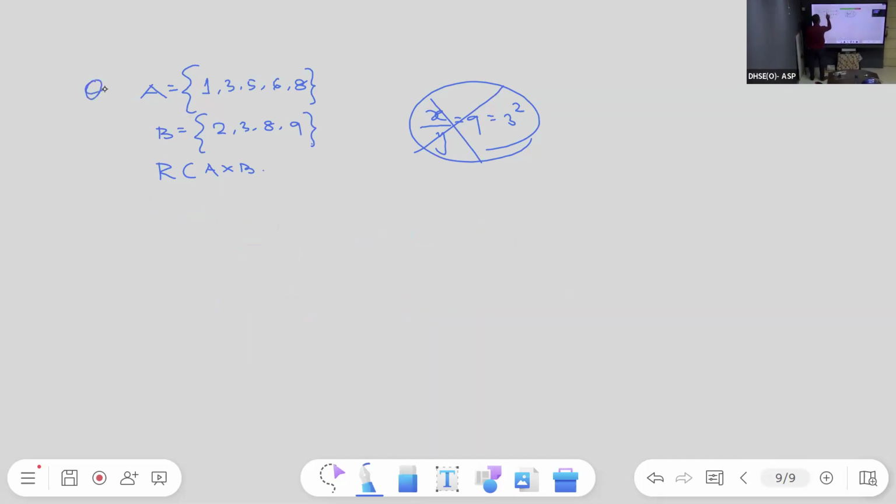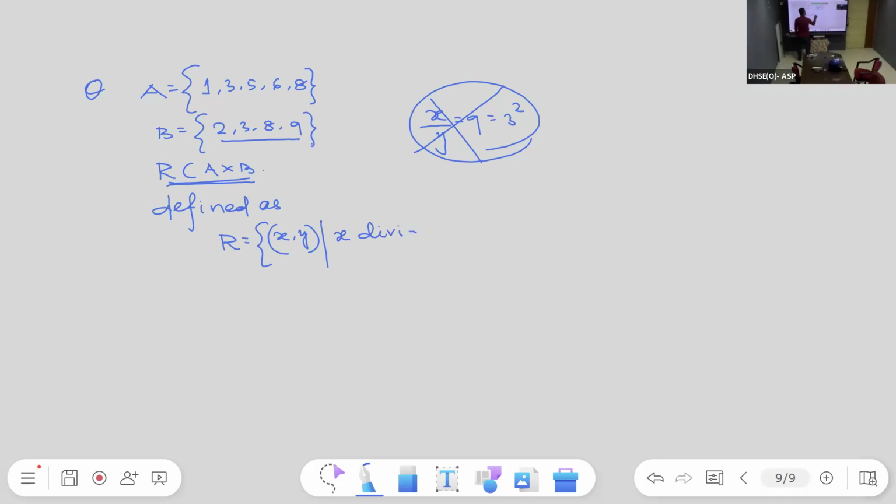Let A be the set 1, 3, 5, 6, 8. B be the set 2, 3, 8, 9. R is a subset of A cross B defined as R is the set of all XY ordered pairs such that X divides Y. Okay. Quickly answer this question. Send me the answer.